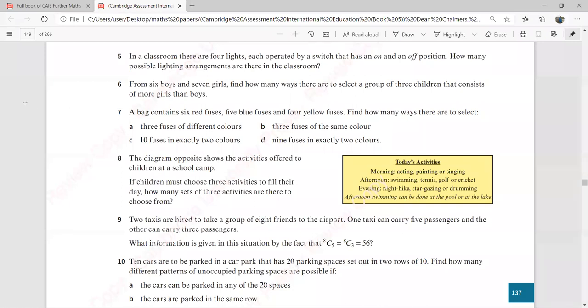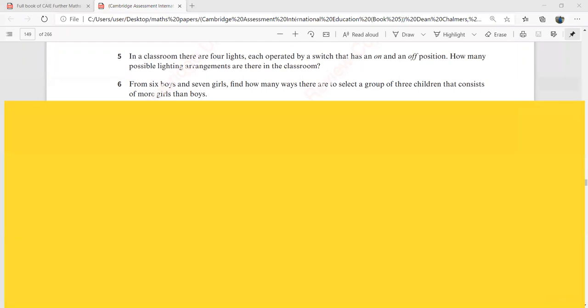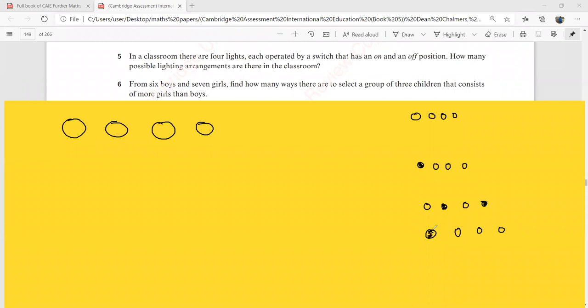Okay, let me have some space for working. And then we try this. Now, suppose these are the 4 switches. Yeah, 4 lights. Now, these 4 lights can be all off. There can be 1 on. There can be 2 on. 3 of them can be on, or all four of them can be on.